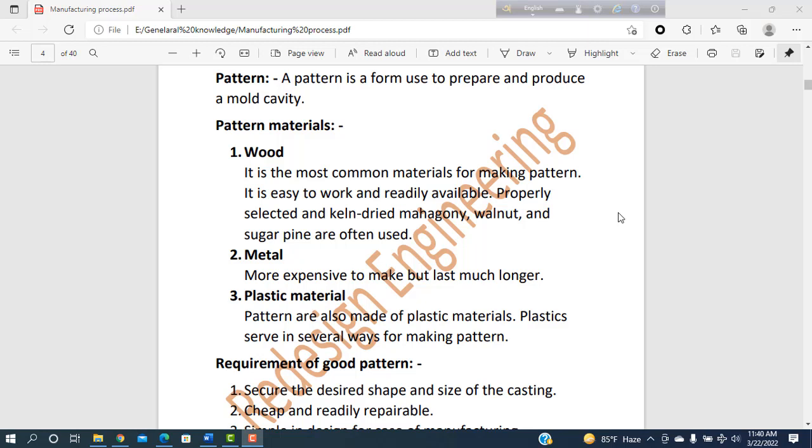Where mass production is needed, in that case the metal pattern is used. Metal patterns are made of gray cast iron and steels, and also aluminum is used. Plastic materials. Patterns are also made of plastic materials. Plastics serve in several ways for making patterns.